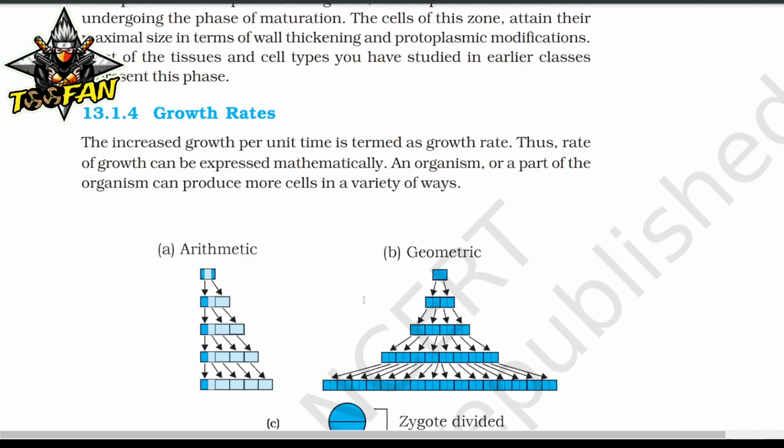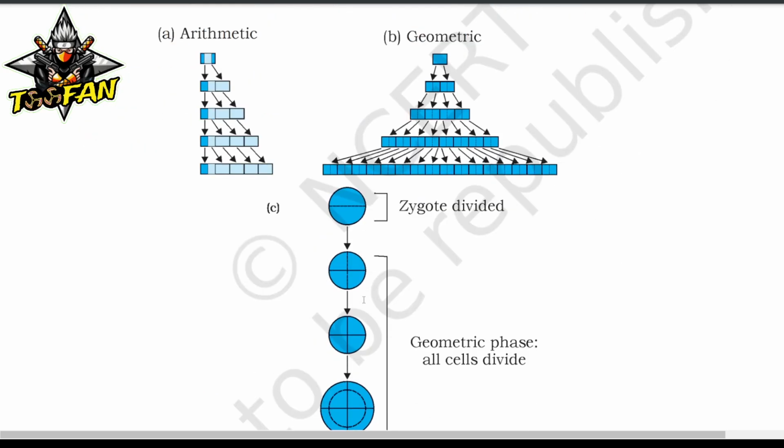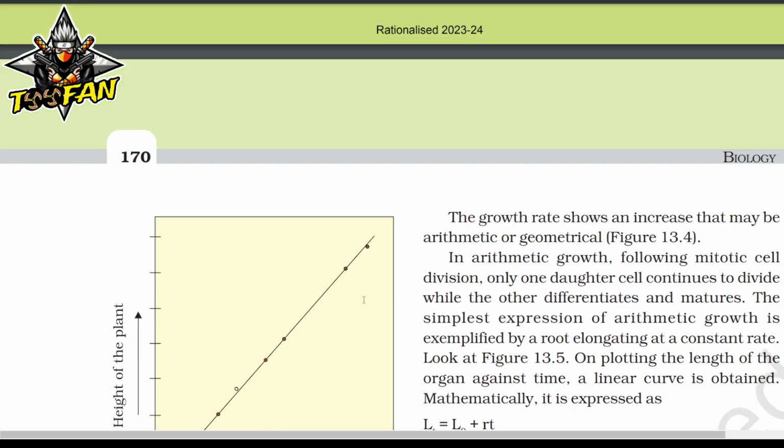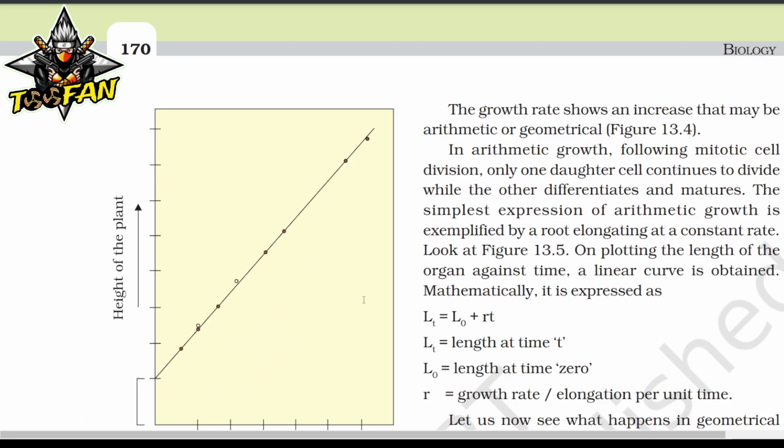Growth rate. The increased growth per unit time is termed as growth rate. Thus, the rate of growth can be expressed mathematically. An organism or a part of the organism can produce more cells in a variety of ways, arithmetic and geometric. Now, the growth rate shows an increase that may be arithmetic or geometric. In arithmetic growth, following mitotic cell division, only one daughter cell continues to divide while the other differentiates and matures. The simplest expression for arithmetic growth is exemplified by root elongation at a constant rate.